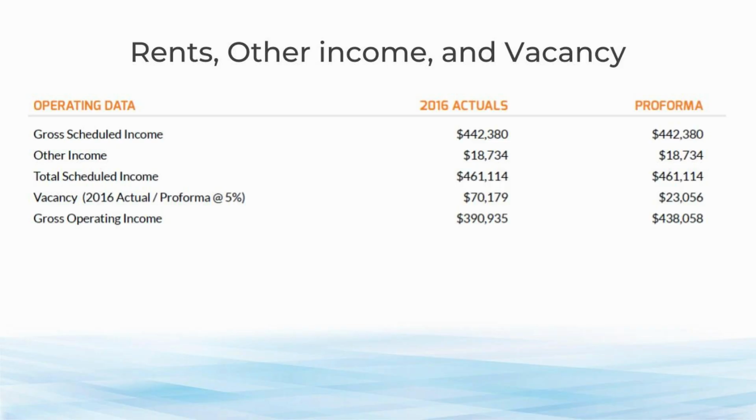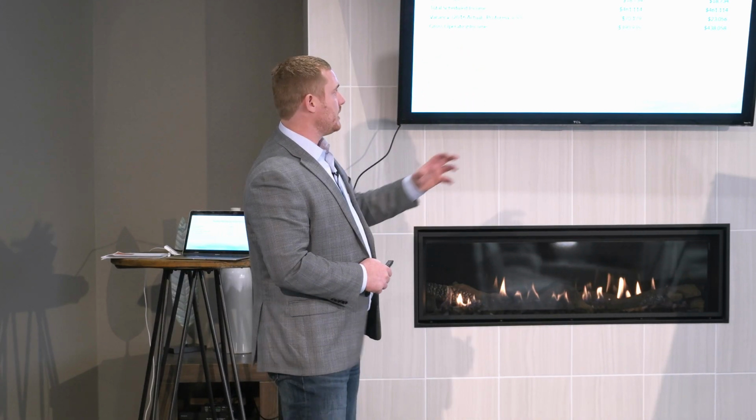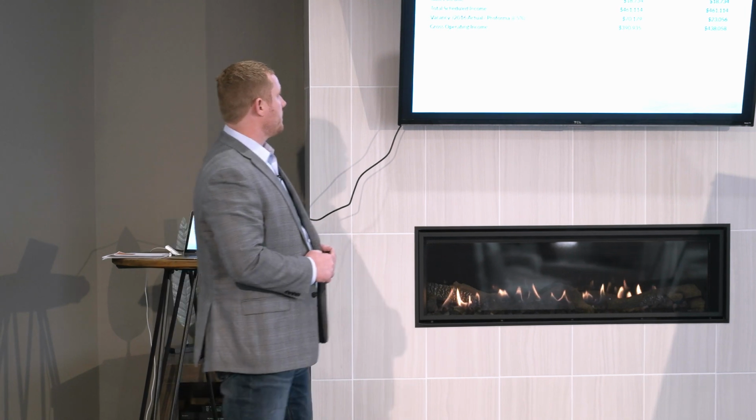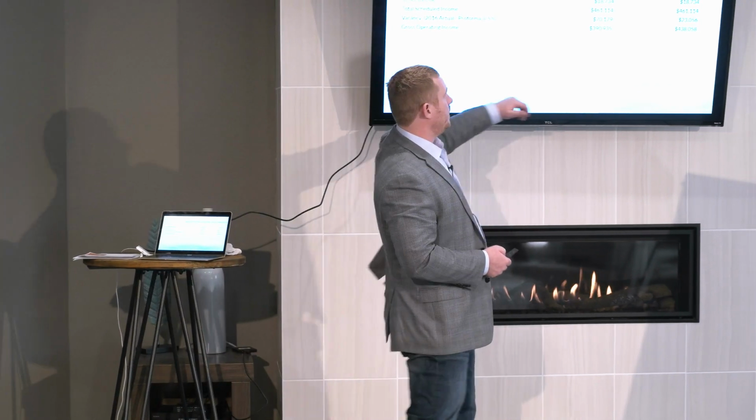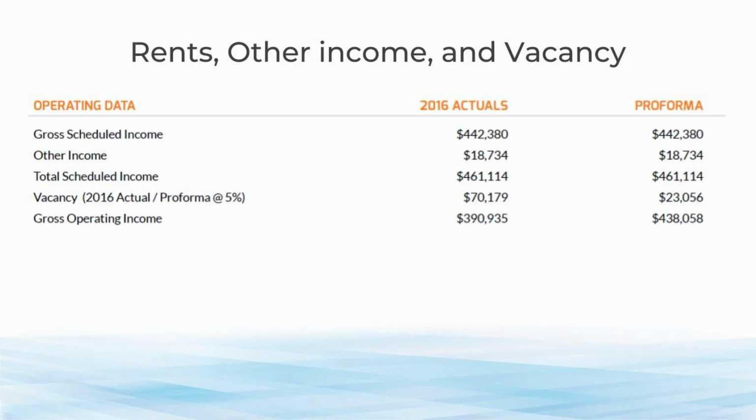Other income, $18,000, that seems like a lot. We'll want to know what that is to see if that's repeatable income, and we're going to find out that it's not. So we might want to take that out, but that's getting ahead of ourselves. Our total scheduled income is the gross plus the other, which gives us $461,000.